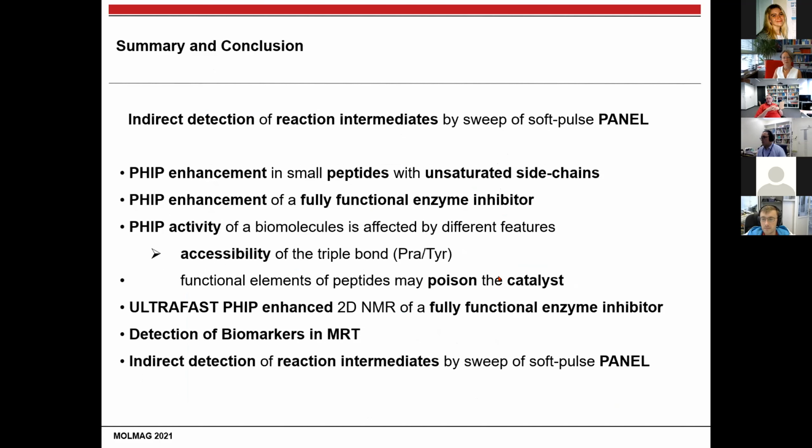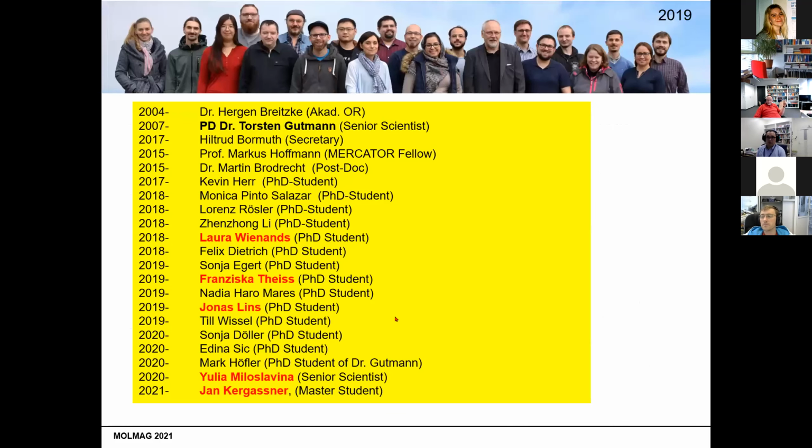Okay, with this I'm also at the end of my talk, and I've shown you a bit how we can detect intermediates very sensitively. I've shown you how we can have PHIP experiments done very reproducibly, how you can apply it to biomolecules, in particular to peptides, how you can use it for the detection of biomarkers. And these are the people from my group who are mainly involved: Laura Wienands, Franziska Theiss, Jonas Lins, Julia Milos-Lawine, and Jan Kergesner. They are my current PHIP group in Darmstadt. The other ones I've already shown you on the slides.